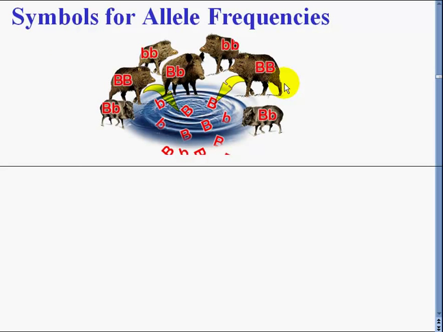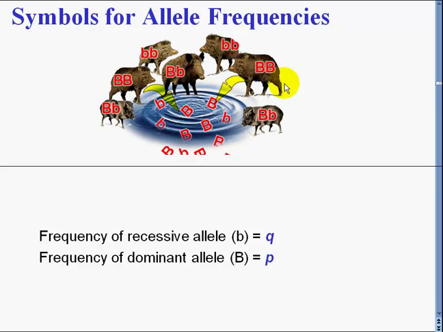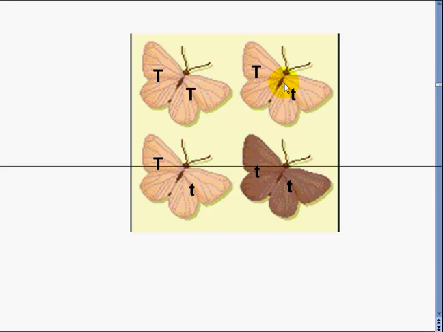So it gets a little annoying to keep saying the frequency of the dominant allele and the frequency of the recessive allele, so scientists have a couple symbols to keep things short and sweet. If we're talking frequency of recessive allele, the symbol is Q. Frequency of the dominant allele is P. So population genetics is all about knowing your P's and Q's. Let's just practice using these symbols.